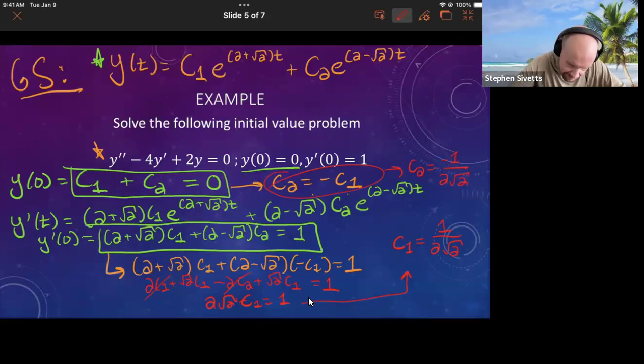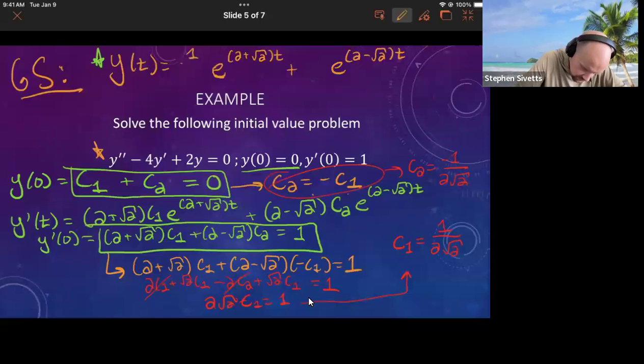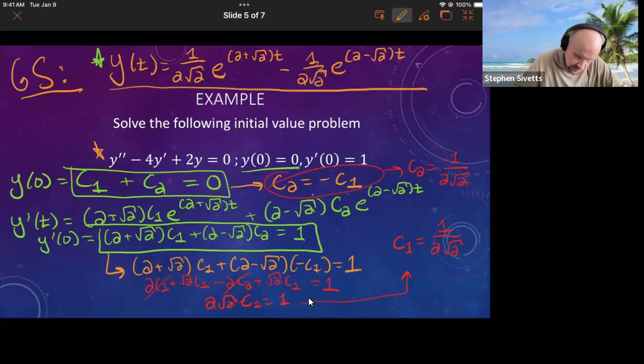Okay? And so the particular solution will be, so C1 is 1 over 2 root 2, and this right here, plus a negative, this will be a minus 1 over 2 root 2. Okay. So that, folks, is the particular solution. So I hope that made sense.